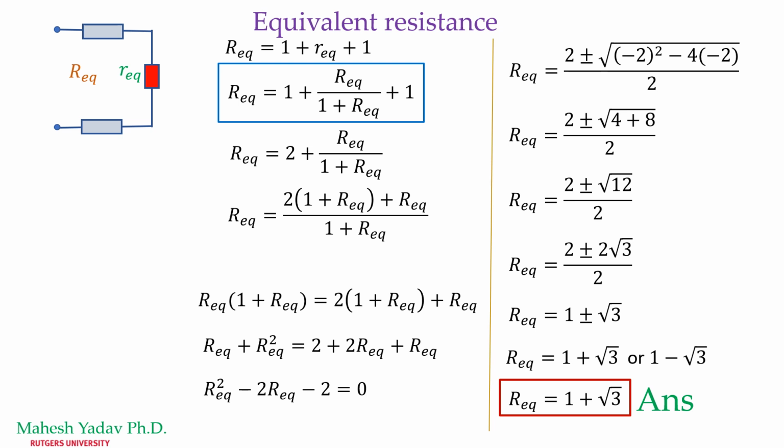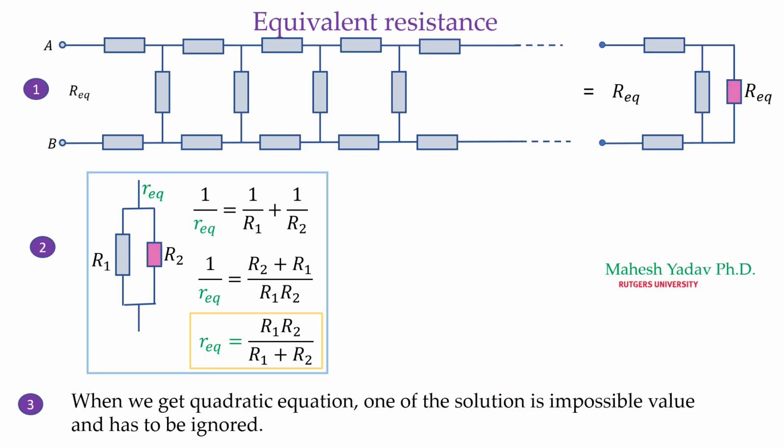Let us summarize what we learned solving this problem. First lesson is that for such infinite series, we see the same pattern again and it can be equated to a simple circuit. The second lesson is the equivalent resistance of 2 resistances in parallel is R1 times R2 divided by R1 plus R2. The third lesson is that when we get a quadratic equation, we expect one solution to have an impossible value, which should be ignored. That is all for now.